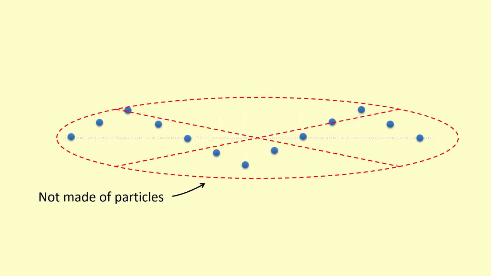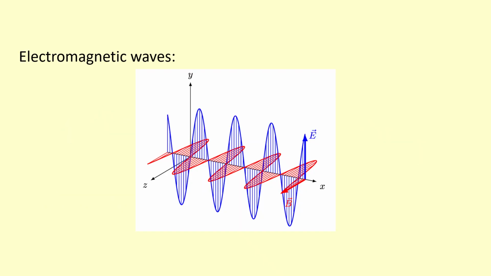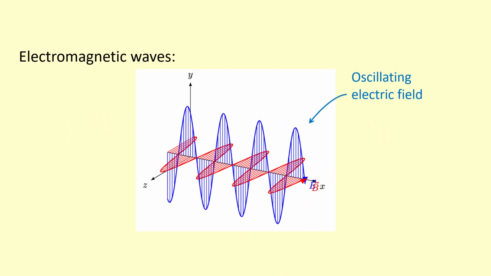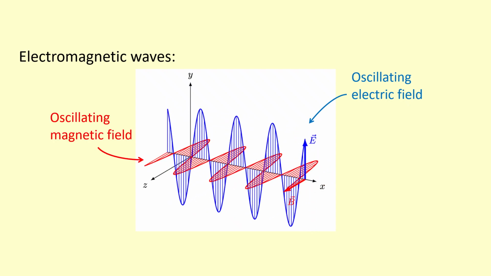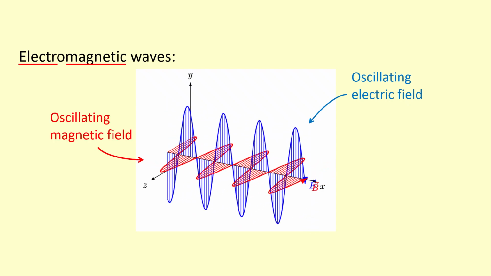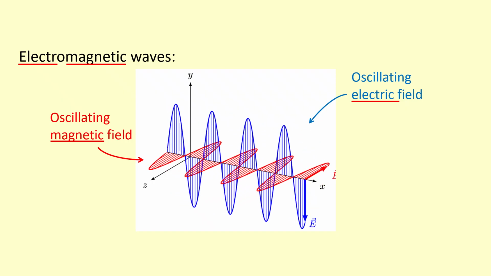We've seen that a lot of waves are made from particles oscillating. However, electromagnetic waves are not made from particles oscillating. Electromagnetic waves are made from an electric field oscillating and a magnetic field oscillating. This is why we call it an electromagnetic wave: electric field and magnetic field.